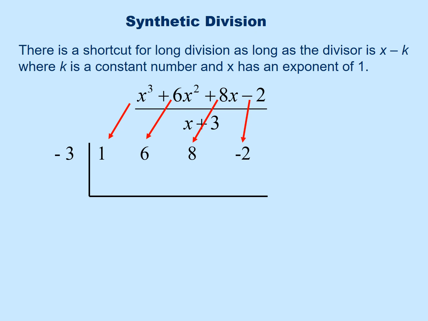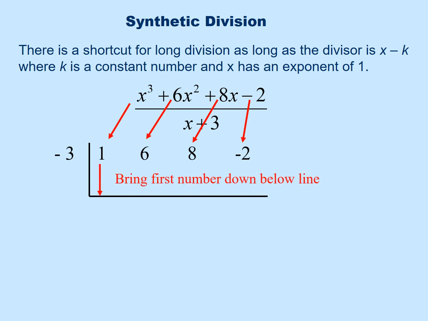So we have here, for x cubed, our coefficient is 1. For 6x squared, obviously our coefficient is 6. And for 8x, our coefficient is 8. And we copy negative 2. So that's the third step.